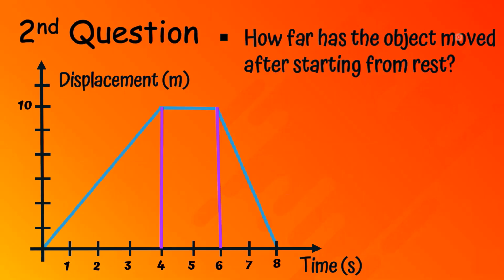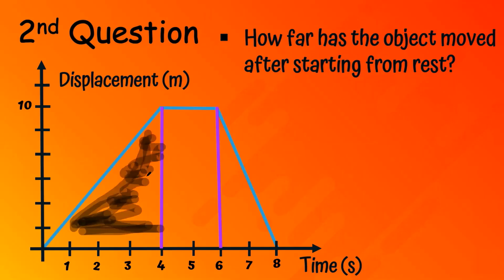How far has the object moved after starting from rest? So we need to find the area under the graph. The area under the graph is this. We need to find the area of this part. So how far has the object moved after starting from rest? So this part.